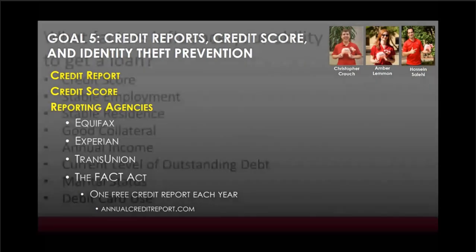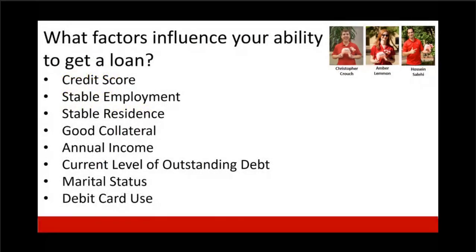Okay. So here we have some questions for you. The first question says, what factors influence your ability to get a loan? Credit score, stable employment, stable residence, good collateral, annual income, current level of outstanding debt, marital status, or debit card use. So which ones influence your ability to get a loan?